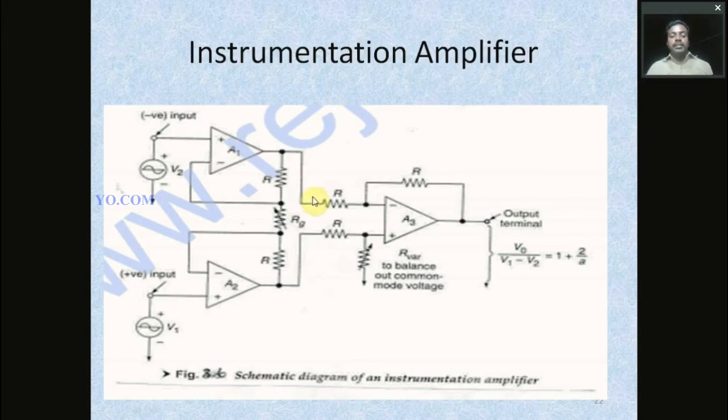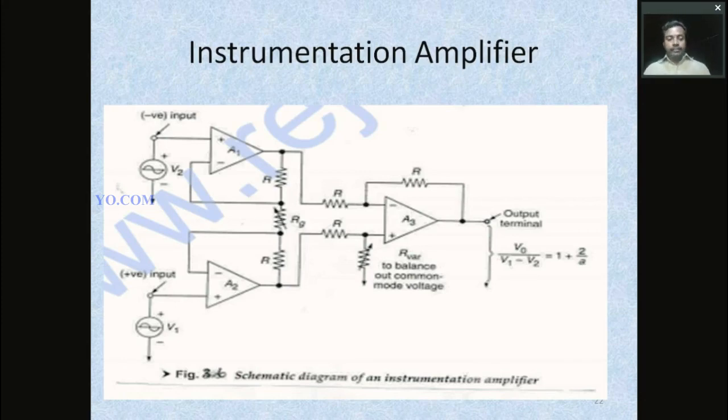The second part is a normal differential amplifier. The differential amplifier along with buffer circuits at the input is called an instrumentation amplifier. A1 and A2 act as buffer amplifiers, so their gain is 1. There is no amplification, so it produces output the same as input. It just does impedance matching. A1 and A2 are mainly used to match the impedance.